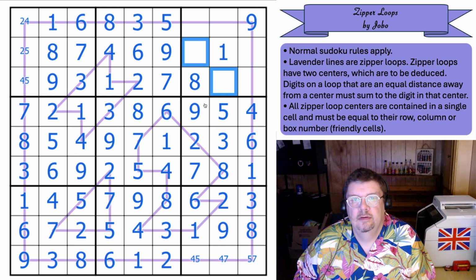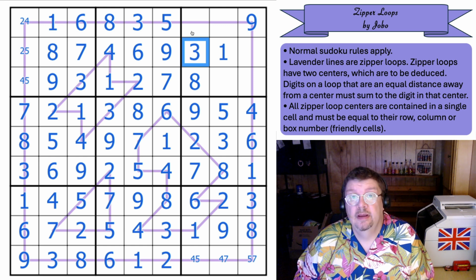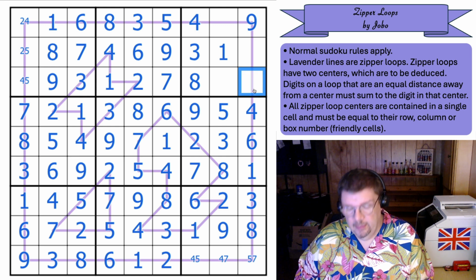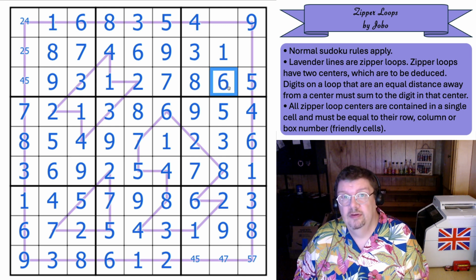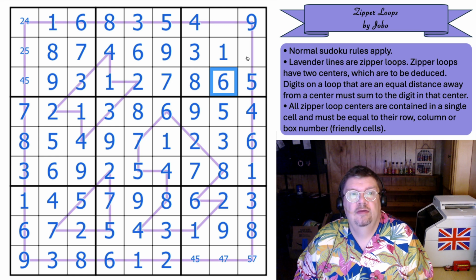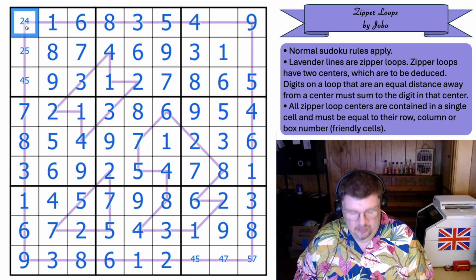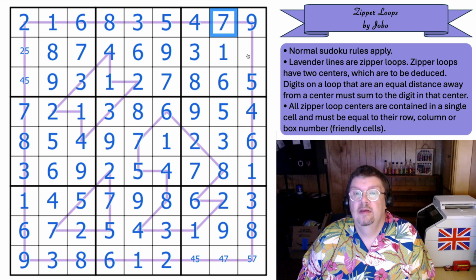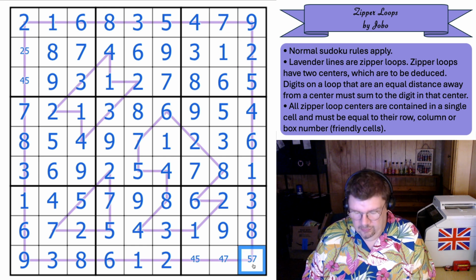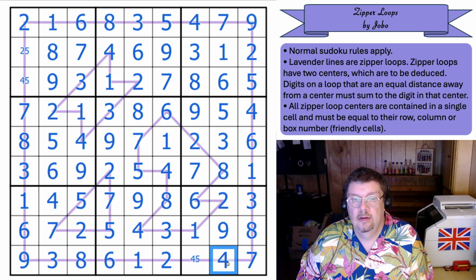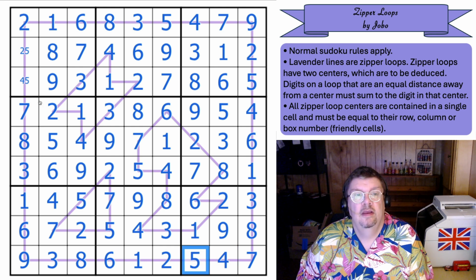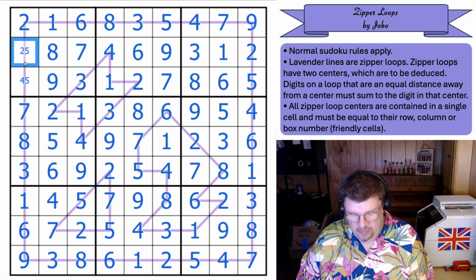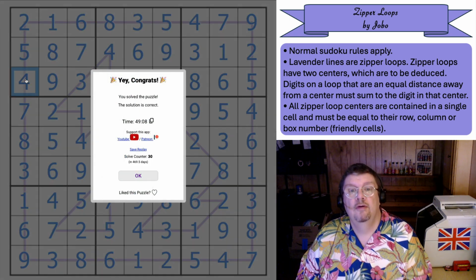Might just be easier to... Right, these digits are from 4, 5, and 3. So that's 3, that's 4. That makes that 5. That must be 6. This is 2 and 7. Oh, that 4 makes that 2. So that's 7. That's 2. That is 7. 4 and 5 and 5 and 4.